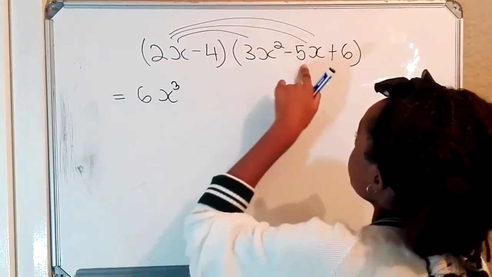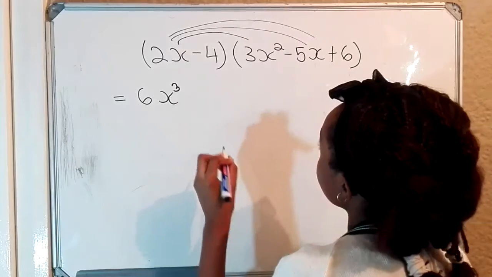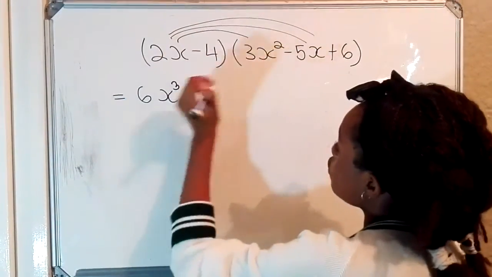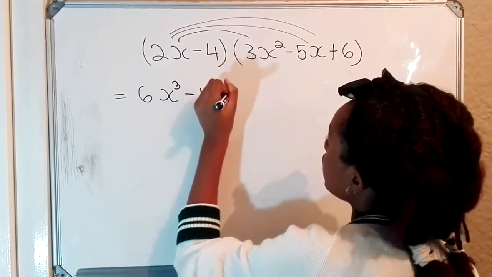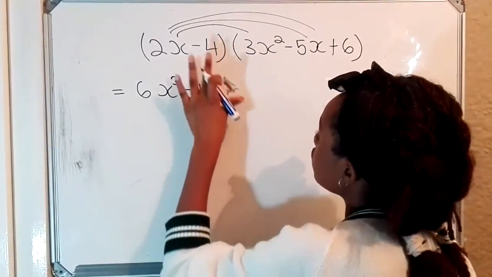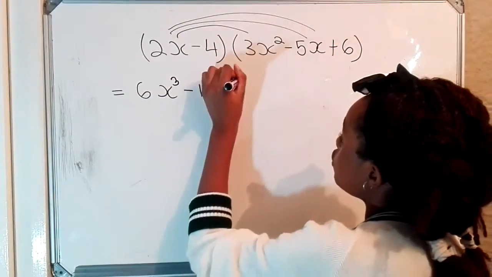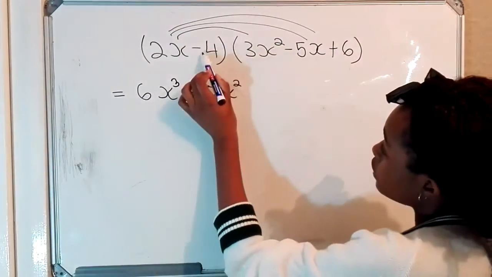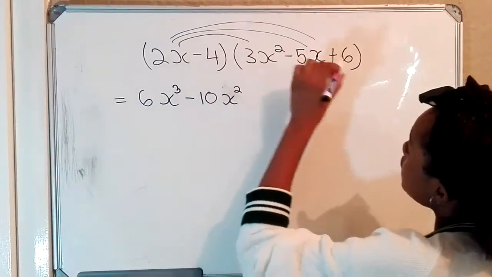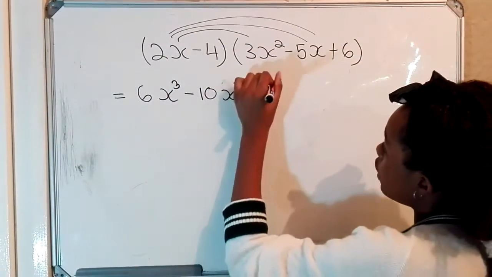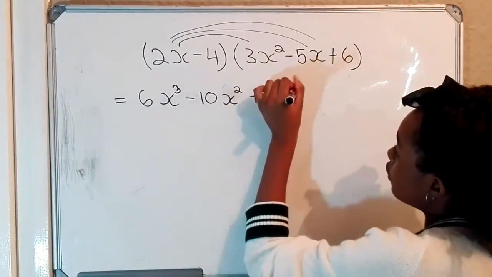We have 2x times minus 5x, so you're going to have a negative answer. 5 times 2 is 10, and we add the exponents, so 1 plus 1 is equal to 2, so minus 10x squared. Then we have 2x times 6, so we have plus 2 times 6 is equal to 12, and we have x there, right?